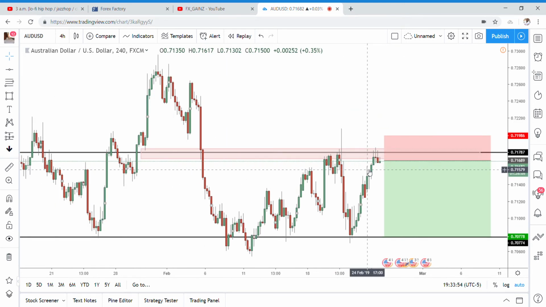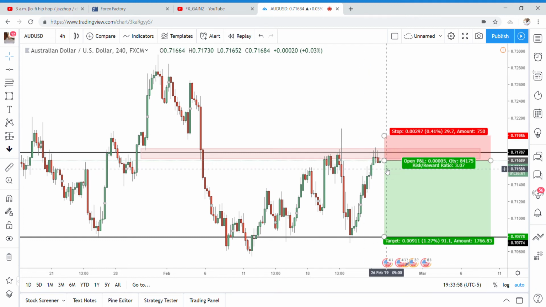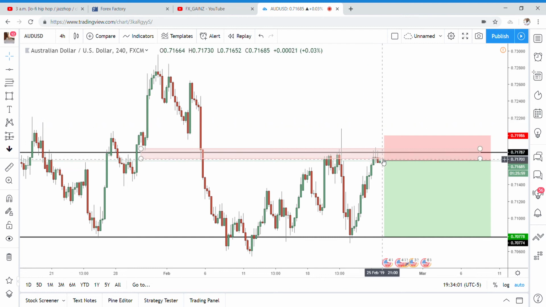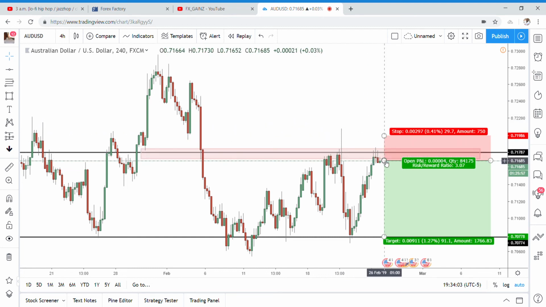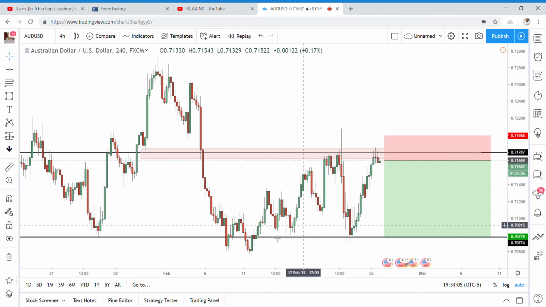I could have been long on the British pound Australian dollar, but I wasn't thinking this morning, and I didn't enter the trade, and it's so far doing well. But that's okay. So I'm looking for this to come down here.